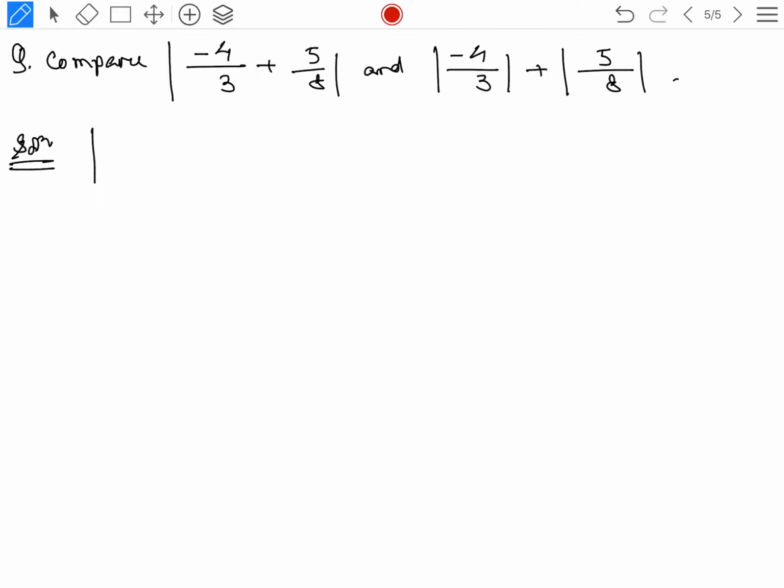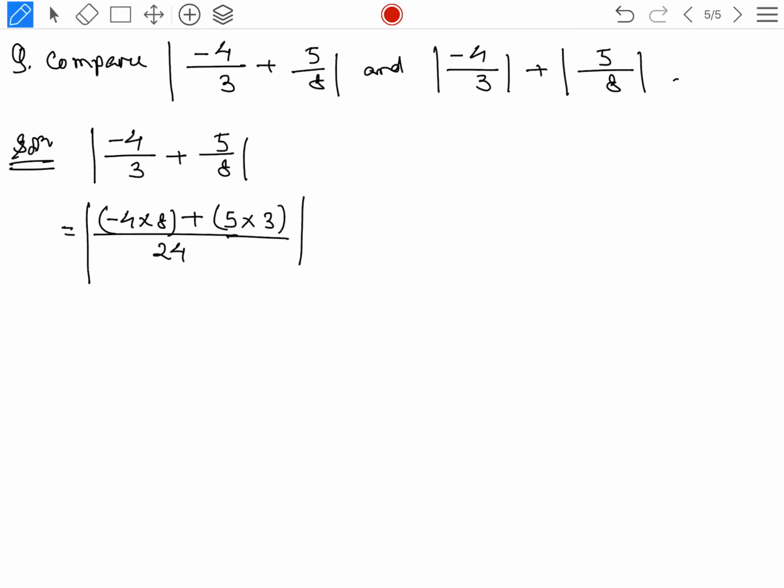We'll do it one by one. The first one we'll write: absolute value of minus 4 by 3 plus 5 by 8. Add these two as fractions. See, LCM of 8 and 3 is 24. Now 3 8s are 24, so minus 4 into 8, plus 8 3s are 24, so 5 into 3. I think all of you remember how to add fractions, yes or no? Over the LCM 24. 8 4s are how much? 32, and 5 3s are 15.